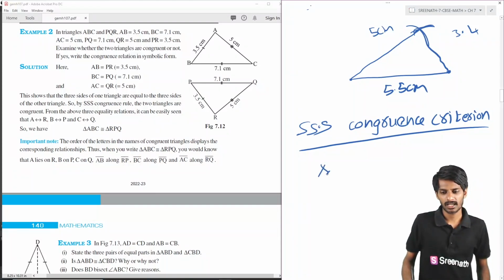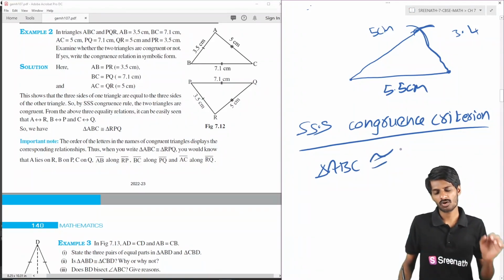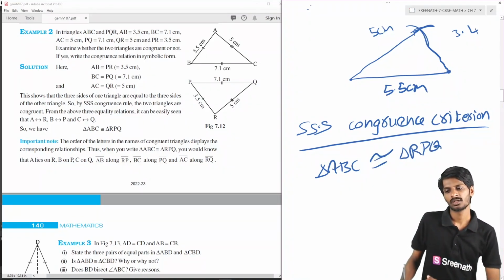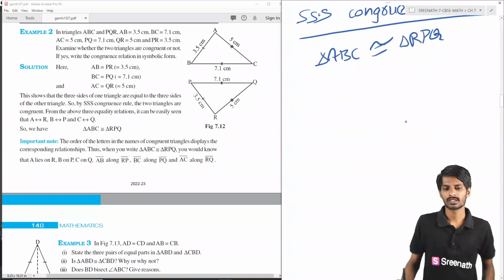How they are congruent is triangle ABC is congruent to triangle RPQ. If you write PQR, it is wrong students.